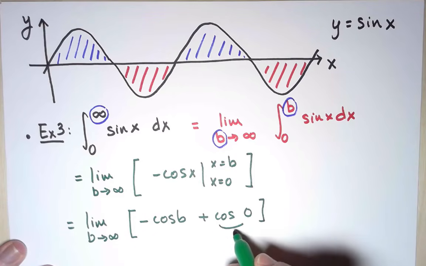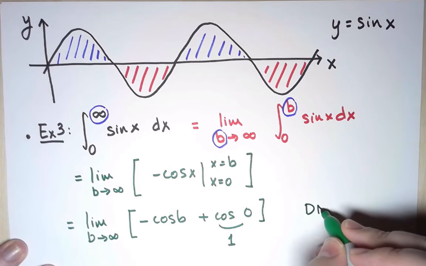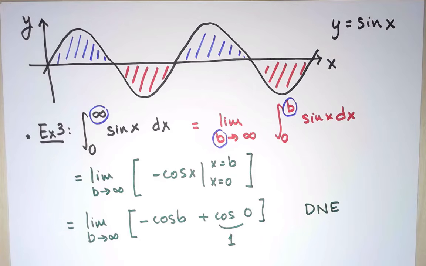Cosine of 0 is actually 1, and as b approaches infinity, cosine of b does not have a limit, because this function oscillates between minus 1 and 1 indefinitely. So the sum of the two things actually oscillates between 0 and 2, exactly as I expected. So this limit does not exist. And the original integral happens to be divergent.